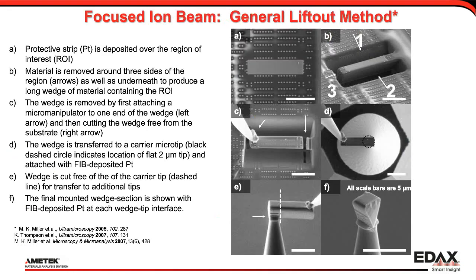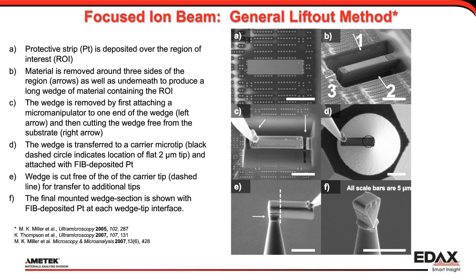Once we've identified the grain boundary of interest from our reflection EBSD map, we can begin the process of preparing this into a needle shape that's suitable for atom probe. The way this works is by using a focused ion beam microscope to target a specific region of interest. First we can place a protective strip of platinum over the region of interest. We can remove material around 3 sides of the region by angled cuts to produce a long wedge of material with the ROI. We can then bring in a micromanipulator such as an OmniProbe or Easy Lift and weld the wedge to that needle and cut it free from the bulk.